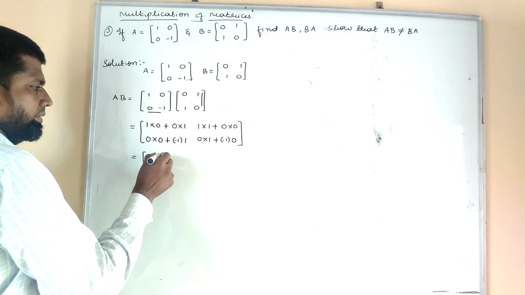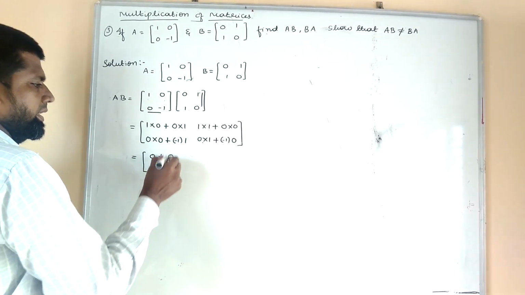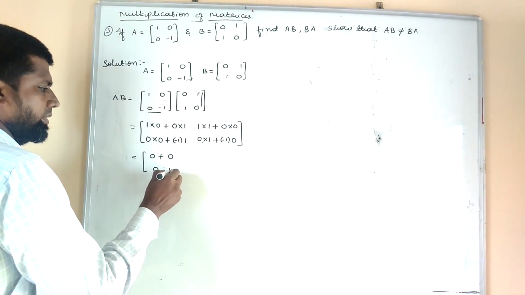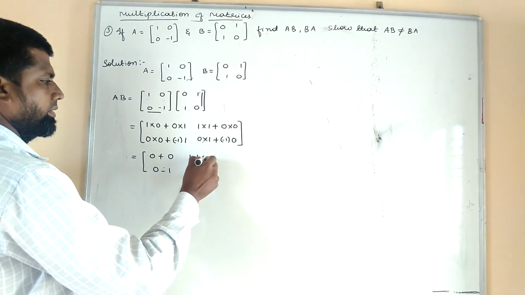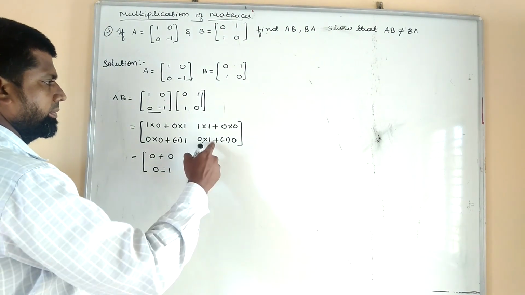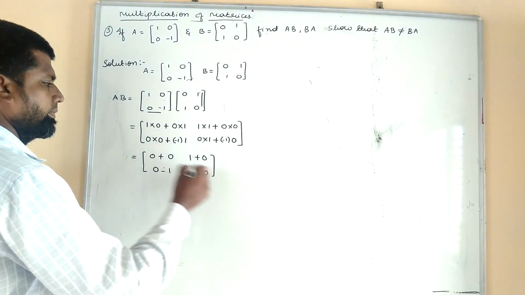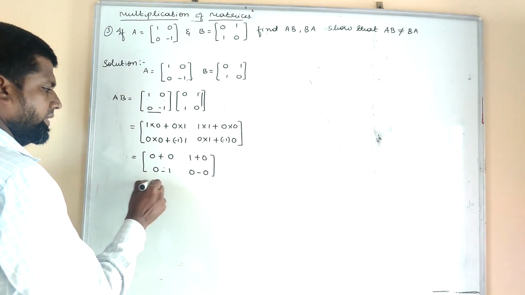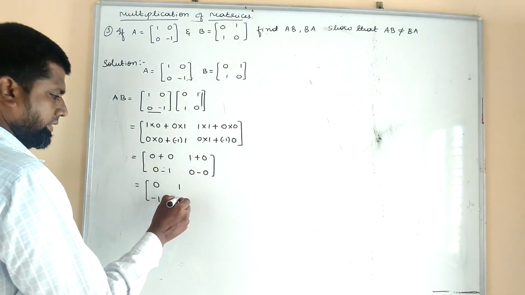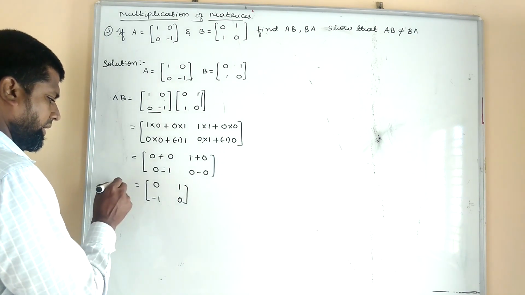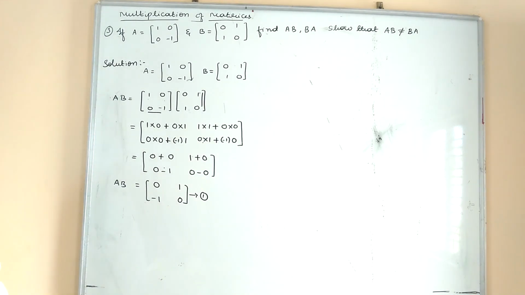1 into 0 is 0. 0 into 1 is 0. 0 into 0 is 0. Plus into minus, minus 1 into 1 is minus 1. Then 1 into 1 is 1. 0 into 0 is 0. 0 into 1 is 0. Then plus into minus is minus 0. Minus 1 into 0 is 0. Then 0 plus 0 is 0, 1 plus 0 is 1, 0 minus 1 is minus 1, 0 minus 0 is 0. So this is AB. Name it as equation 1.